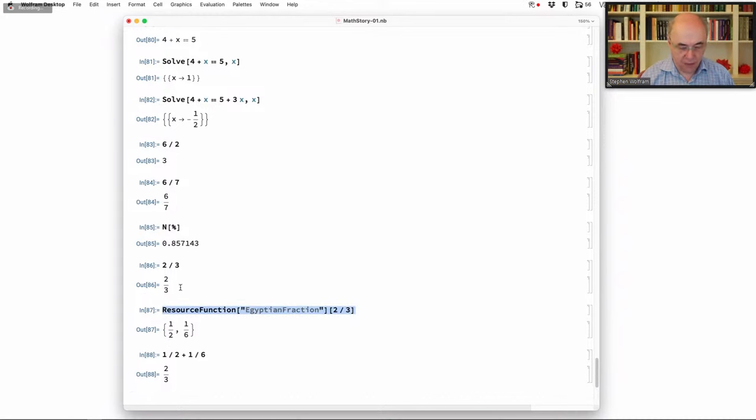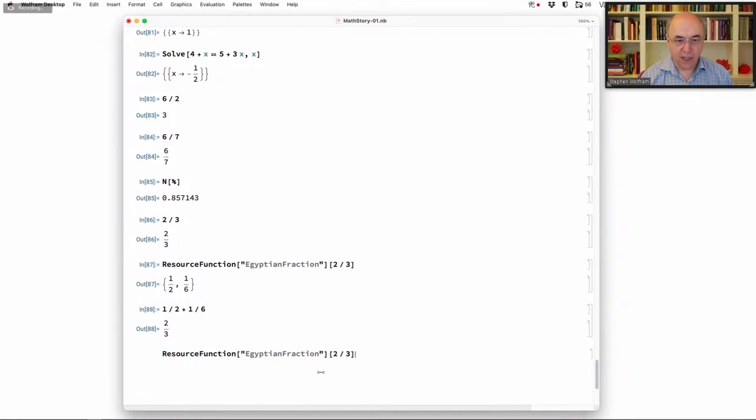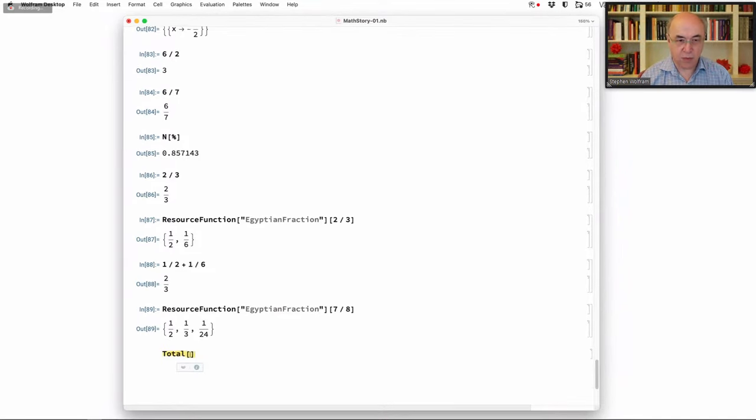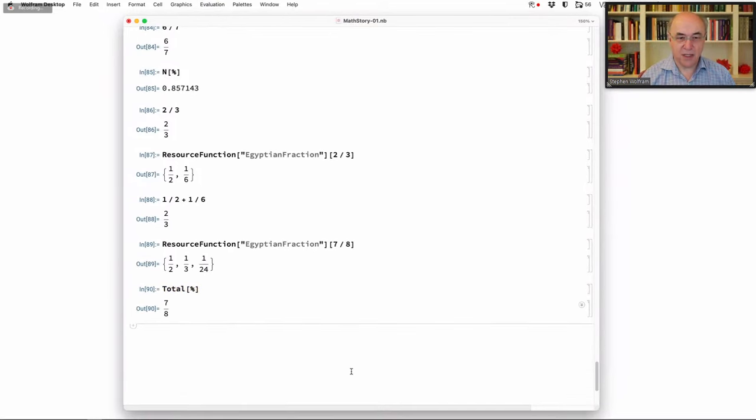So let's try a different fraction here. Let's try something like 7/8. Okay, 7/8 is apparently 1/2 plus 1/3 plus 1/24. Let's work that out, see if that's right. Yes, it is. And let's maybe try something else.